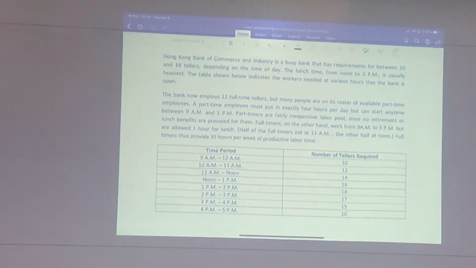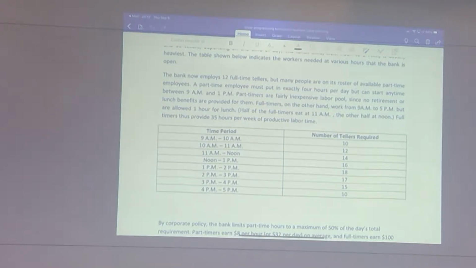The bank now employs 12 full-time tellers, but many people are on the roster or available as part-time employees. The part-time employee must put in exactly 4 hours a day, but can start anytime between 9 a.m. to 1 p.m. Part-timers are a very inexpensive labor pool since no retirement or lunch benefits are provided for them.